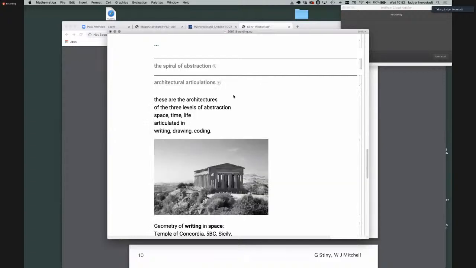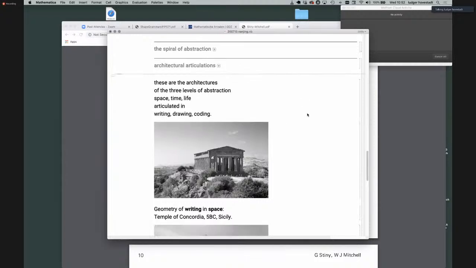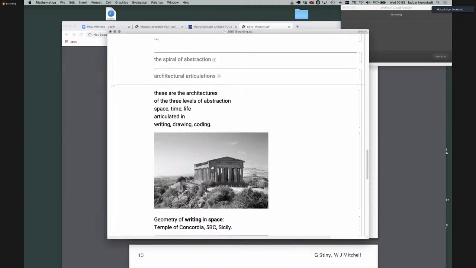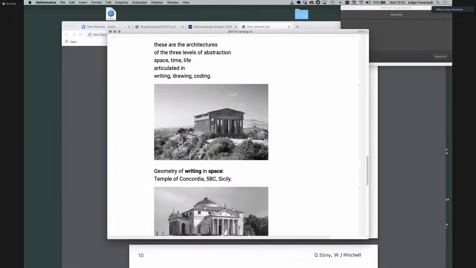So if we try to do that, how to read that? These are the architecture of the three levels of the abstraction, space, time, and life, articulated in writing, drawing, and coding. So now we look for Thales. This is writing in space. This is the architecture of that.